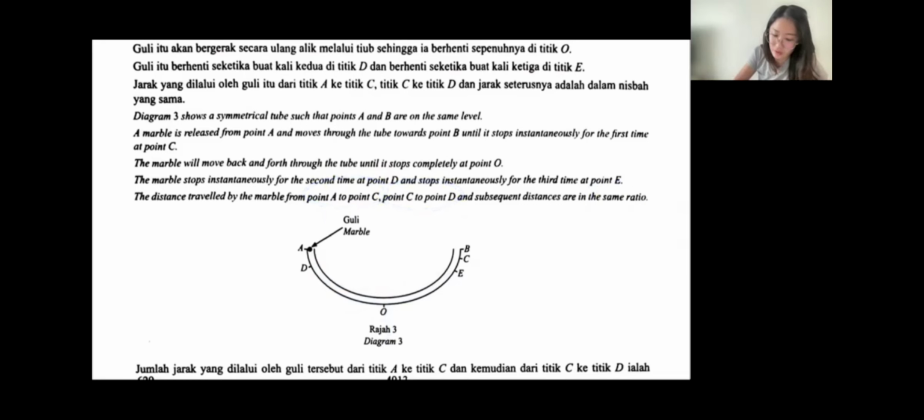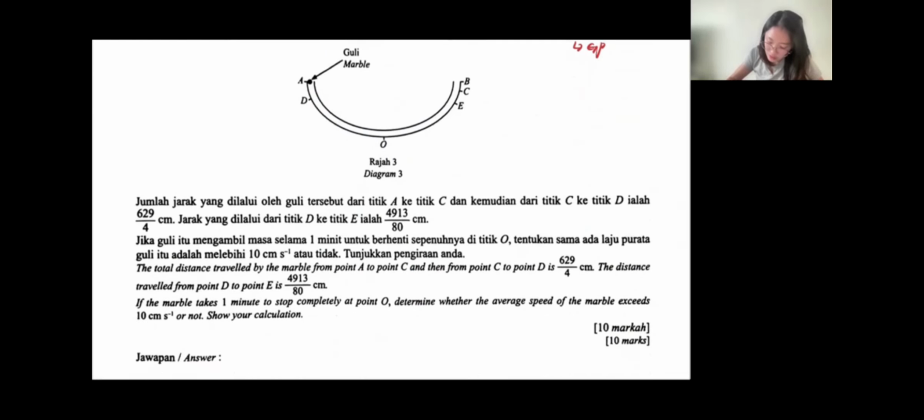the same ratio. Now over here, they will tell you this is a GP, geometric progression, yeah? Okay, this is GP. Then the total distance traveled by the marble from A to C, then from C to D is 629 over 4 cm. Okay, 629 over 4 cm.